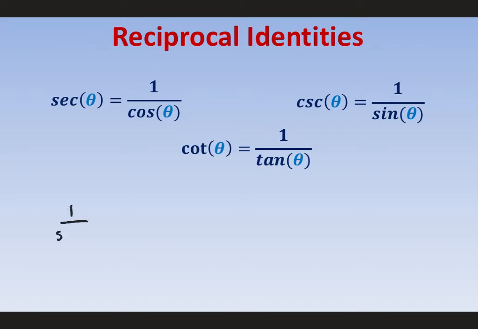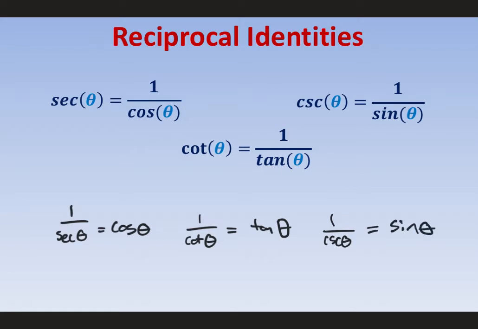If you have a 1 over secant of theta, you can change that into a cosine of theta up in the numerator, so cosine of theta over 1. Or if you have a 1 over cotangent of theta, you can change that into just a normal tangent of theta, or vice versa. Or if you have a 1 over cosecant of theta, you can change that into a sine of theta. So the reciprocal allows you to flip your secants, cosecants, and cotangents to become cosines, tangents, and sines, or vice versa. You can go either way you want if it helps you for a certain problem.